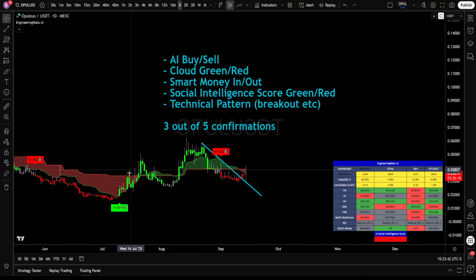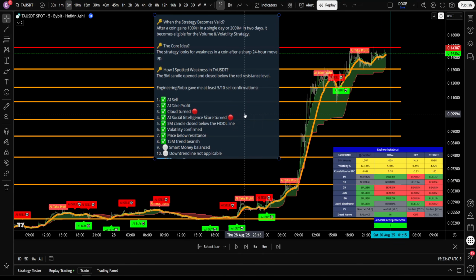I'm already in this token. I bought, I don't know, somewhere down there. I don't remember exactly where. Okay, so let's get into scalping.